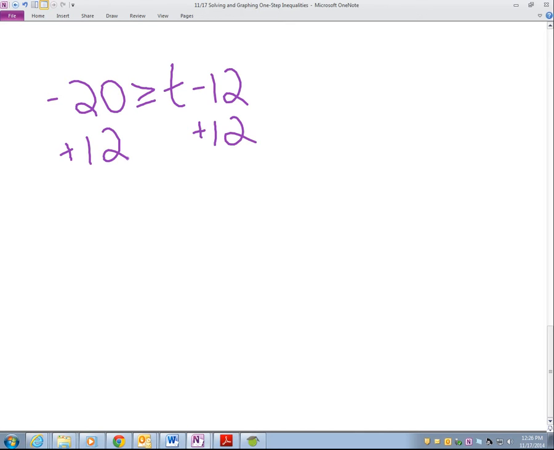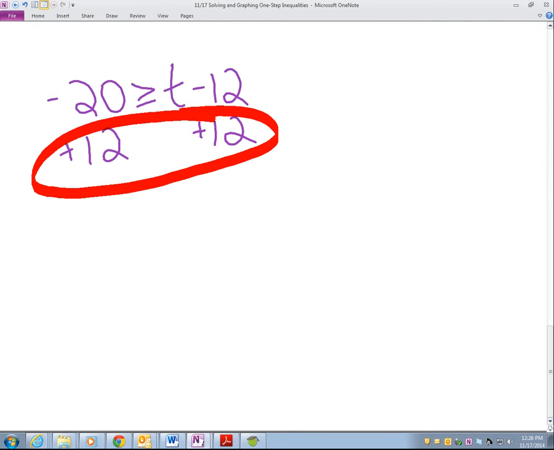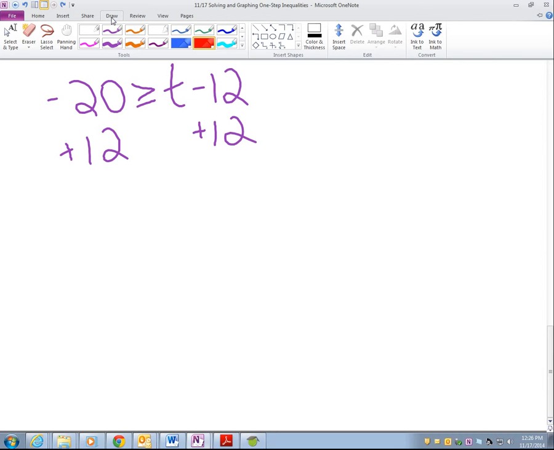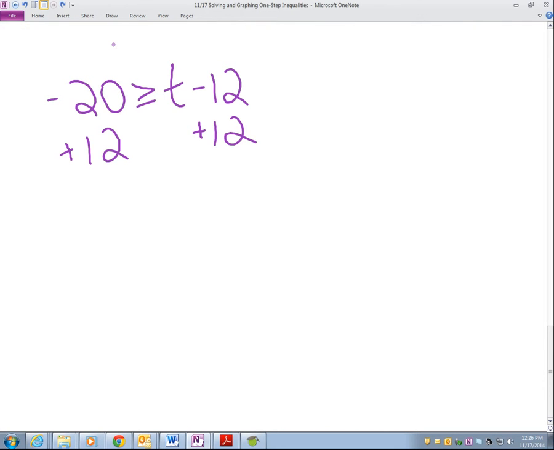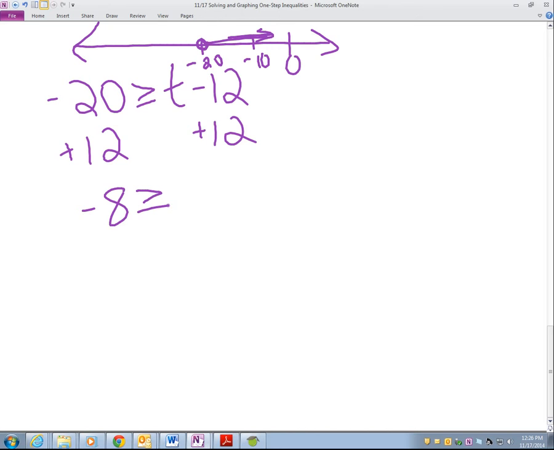This is not a situation that is a negative, so that means that the sign for now is going to stay the same. So now I have negative 20 plus 12, and on a number line, when I'm at negative 20 and I'm adding, I'm going to be going closer to 0, so that just becomes negative 8. Now I just have t on this side. If we just had to solve for t, I would be done there. But we're talking about graphing.